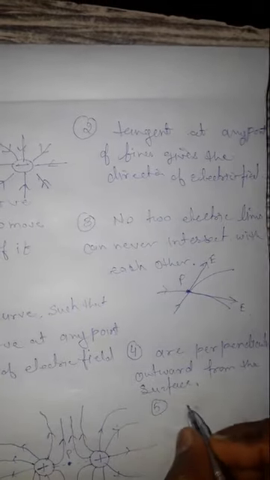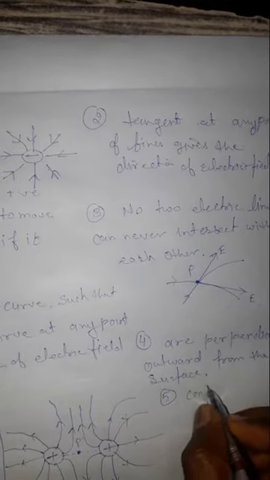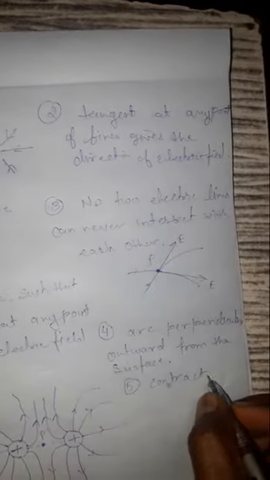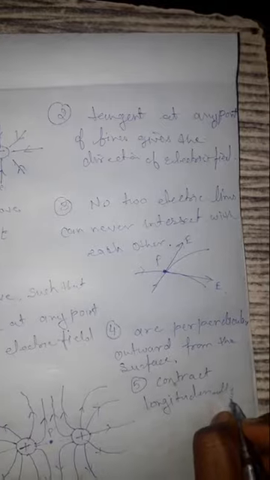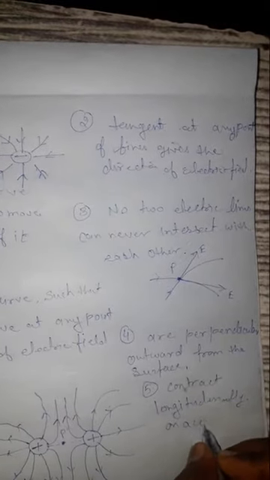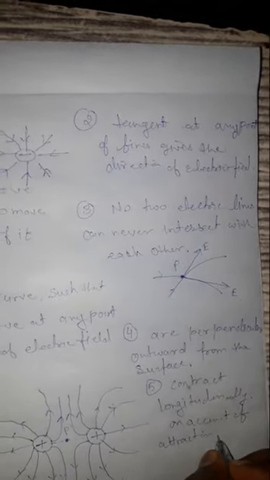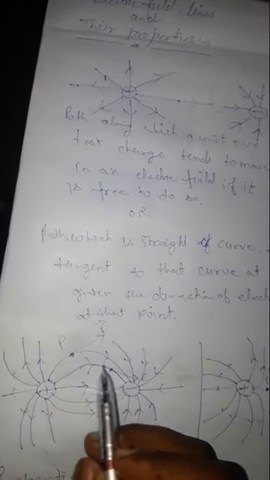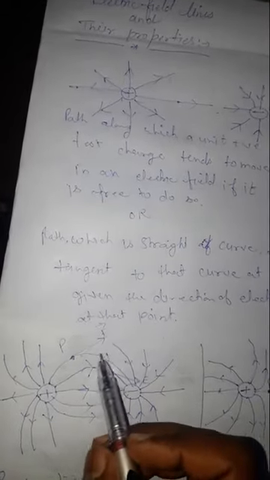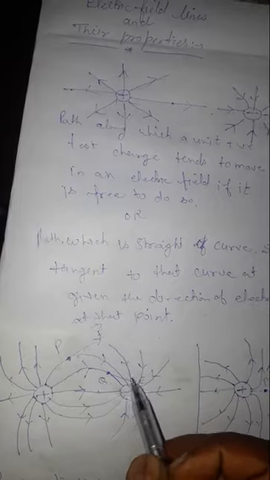Next one is that electric field lines contract longitudinally on account of attraction between two unlike charges, like in this system. If we consider a system of two unlike charges, then along the length the electric field lines contract with each other so that they form a strong electric field near the charge.